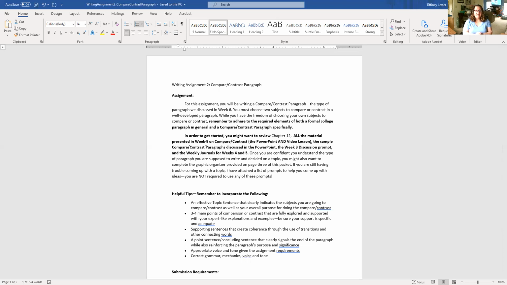Okay, so that is everything for writing assignment 2, compare contrast paragraph. Remember, the only thing you're actually going to submit and get graded on is the paragraph itself that you type up in a document and attach and submit to the assignment. That's it. Everything else that I've gone over in that packet is just for your information and for your benefit, okay? All right. If you have any questions, let me know.